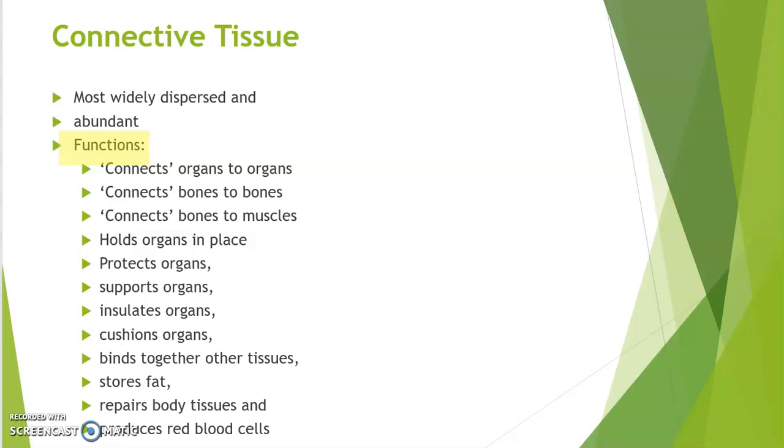When it comes to connective tissue, this is the most widely dispersed tissue in most animal bodies, and it's very abundant. Its functions are what it says: it connects. Different types of connective tissue connect organs to organs, bones to bones, bones to muscles, organs to tissues. This is a connective tissue. It holds organs in place. It protects organs in doing that. It supports and insulates and cushions organs, so this tissue is all over the body for that purpose. It also can repair other tissues, and it can move, as in blood, because blood connects all the tissues of the body. So connective tissue is very important, very diverse.